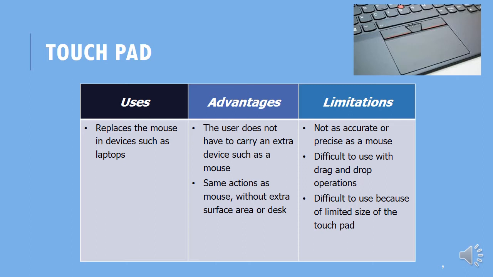So the advantages are you do not have to carry a mouse if you've got a touchpad, and it's pretty much got the same actions as a mouse, and you don't need an extra desk or surface area to be able to use it. The problems are that it's not as accurate or precise as a mouse. It's also difficult when you're trying to drag and drop, and also the size of the touchpad is quite small, so if you want to move your mouse from one end to the other of the screen, it can get quite tricky.